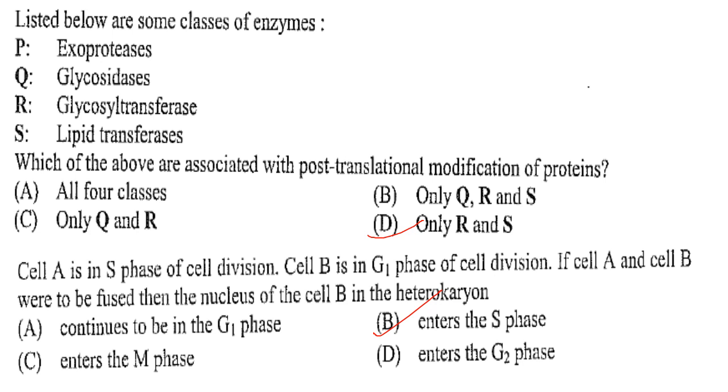So the answer here is it enters. That is, when an S phase cell is fused with a cell in G1 phase of cell division, the fused nucleus of the cell B in the heterokaryon will enter the S phase.